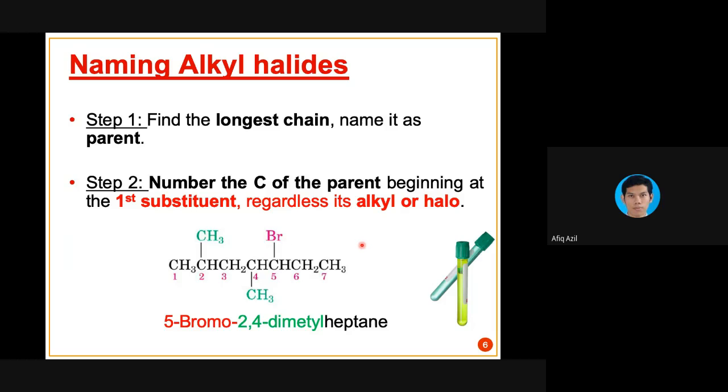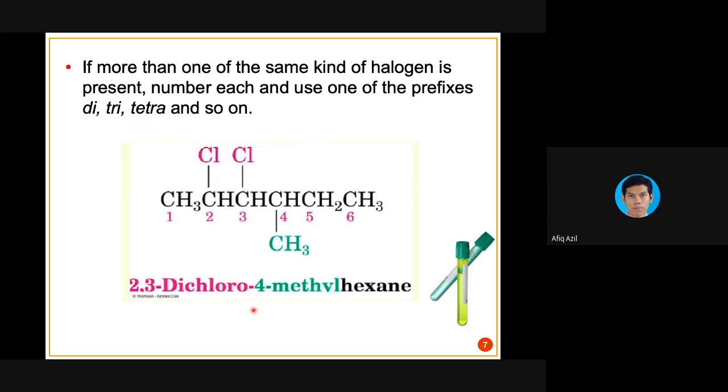Maybe some of you ask, why don't we start from here? If you start from this end, it will be 1, 2, 3, 4, 5, 6, 7. The numbering will be 3, 4, and then 6. So that number is actually bigger than 2, 4, 5. So we don't want that. Always try to give the lowest possible number to the substituents.